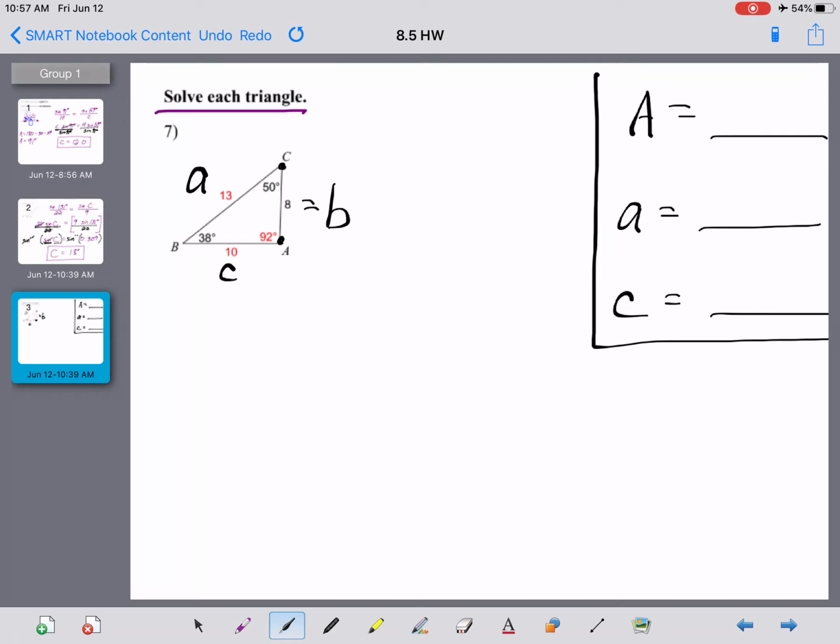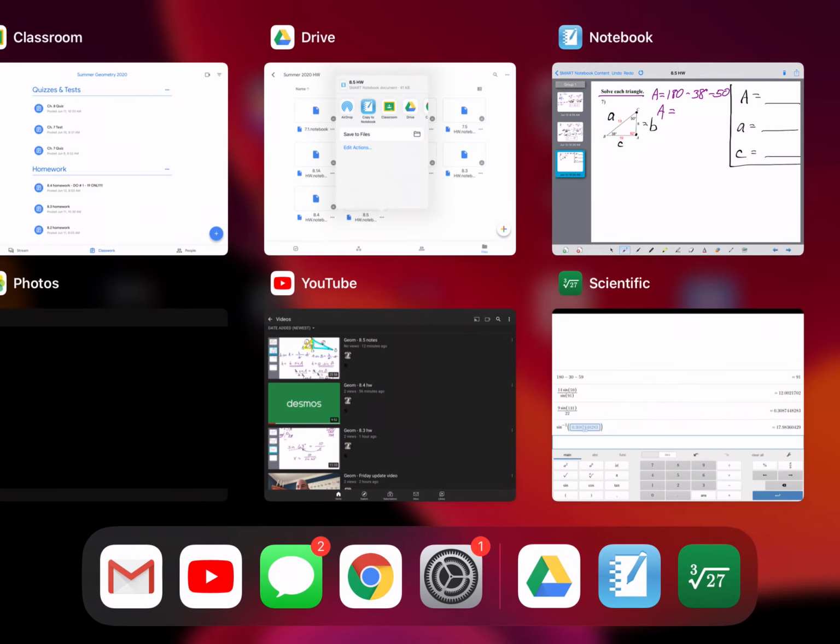Okay, we're going to start off with angles, which is the easiest thing to do here because we already know the measures of two of our angles. So if we wanted to come up with the measure of angle A, we would take 180 minus the two angles we already know. Angle B is 38 degrees and angle C is 50 degrees. So that's going to get us A equals, and I'll do this with you guys.